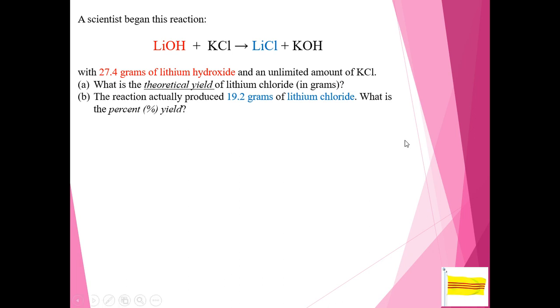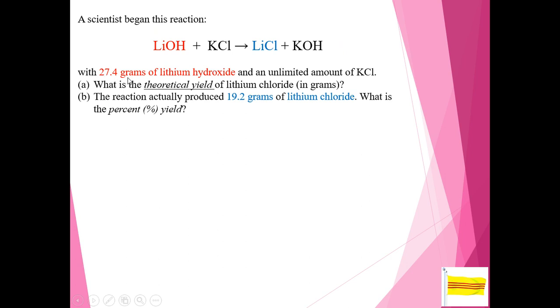All right. So here is an example of a percent yield problem. You're given here lithium hydroxide reacting with potassium chloride to produce lithium chloride and potassium hydroxide. If you glance quickly at it, everything is already balanced for us, so we don't have to spend time balancing this one. Okay. So let's go ahead and read the rest of the problem.